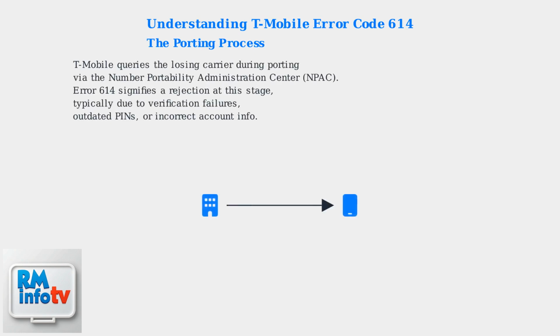T-Mobile queries the losing carrier during porting via the Number Portability Administration Center. Error 614 signifies a rejection at this stage, typically due to verification failures, outdated PINs, or incorrect account info.